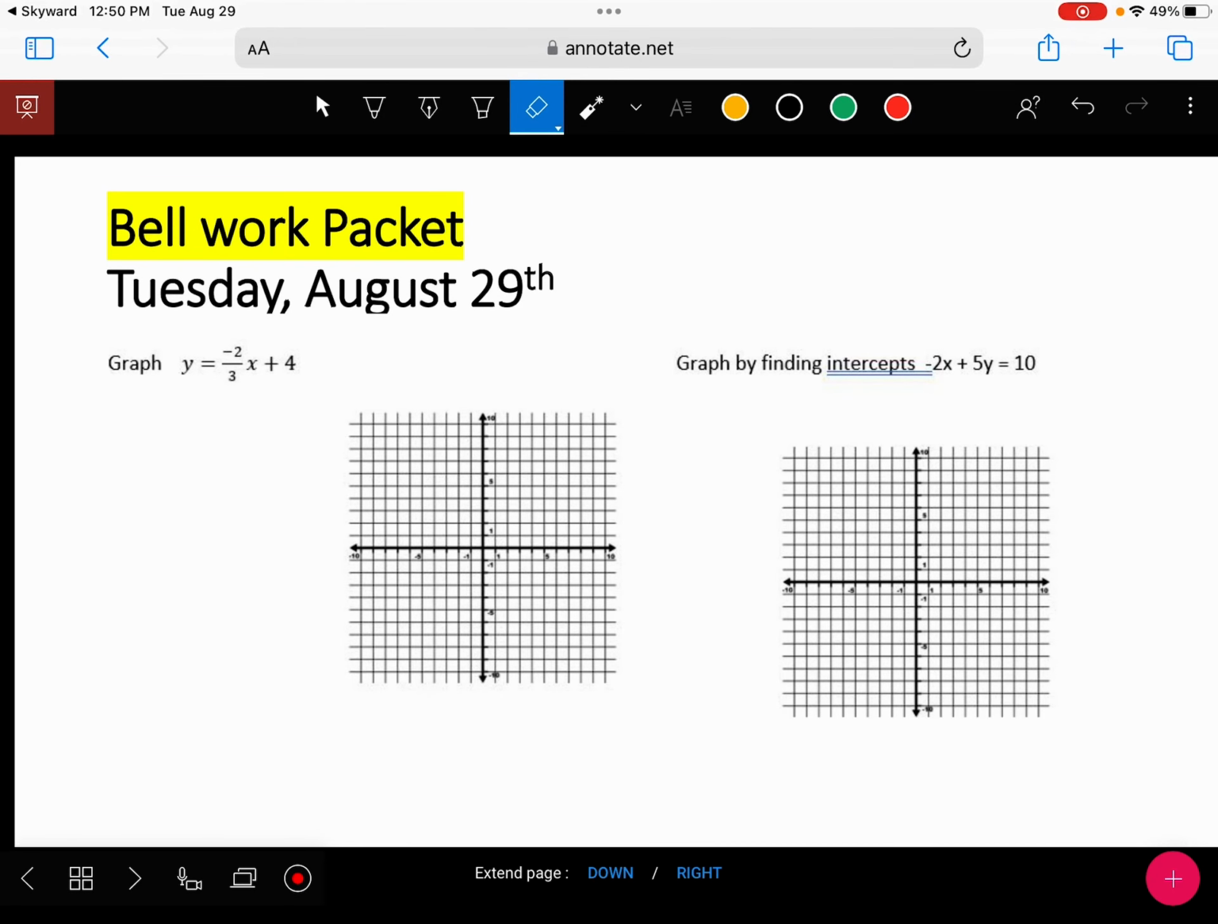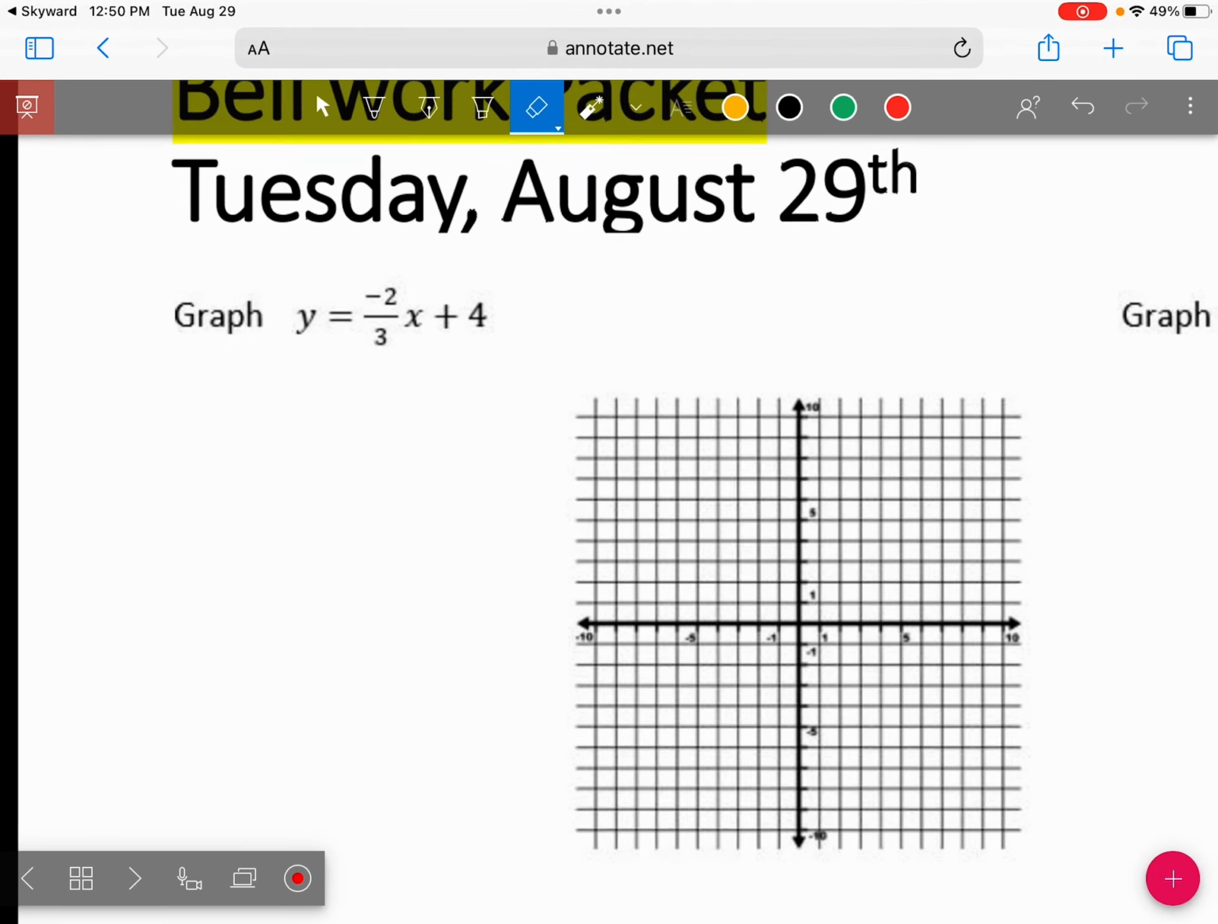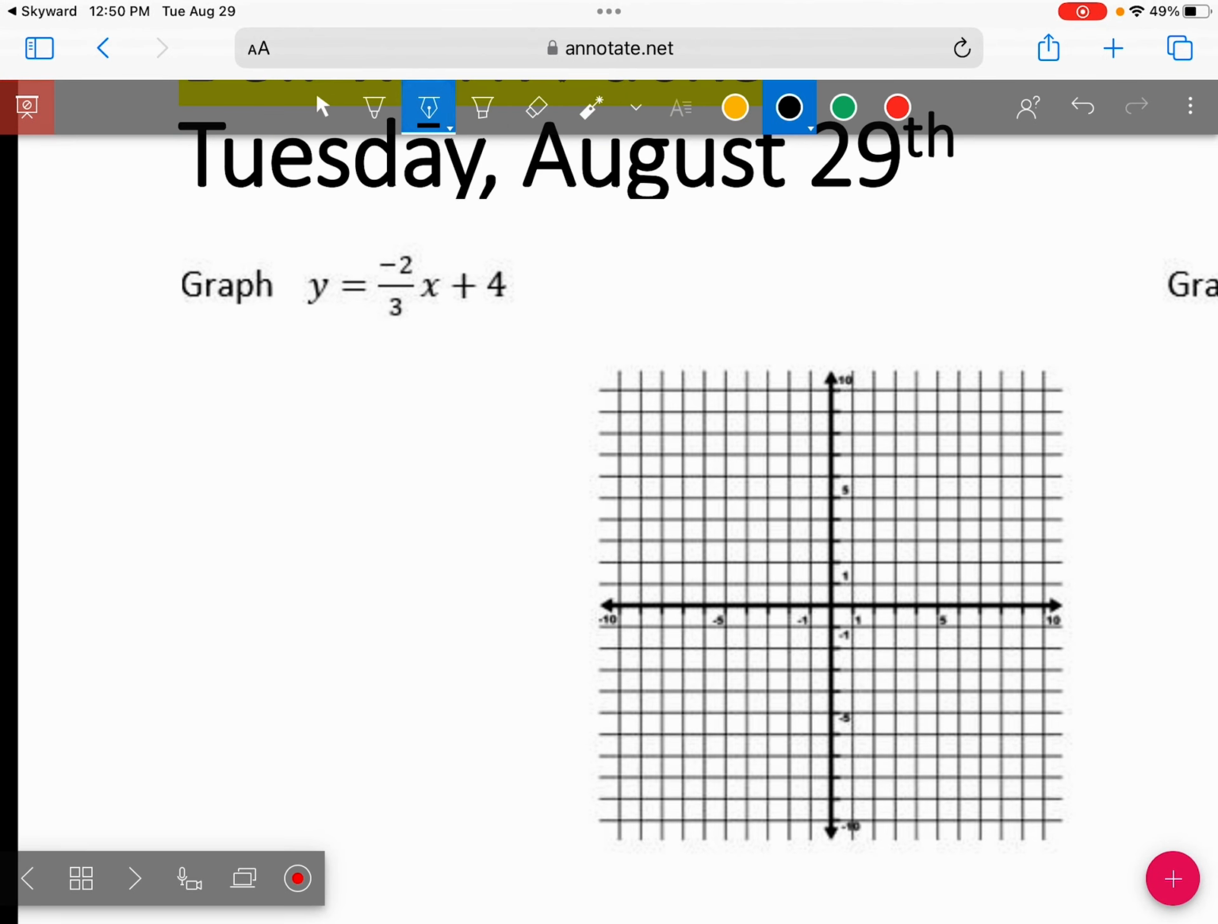So we're going to talk about the two different ways to graph a line that we discussed yesterday. For this first one, this is slope-intercept form: y equals mx plus b. The number in front of x is your slope, and the b value is at the end.